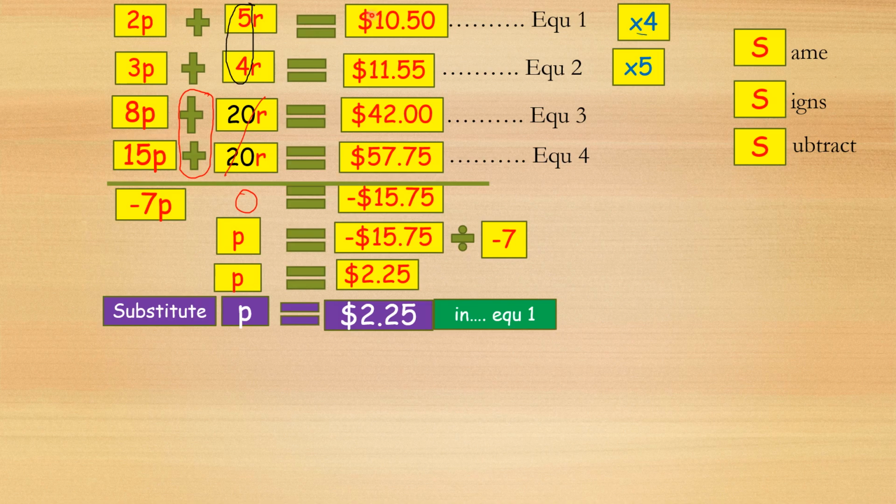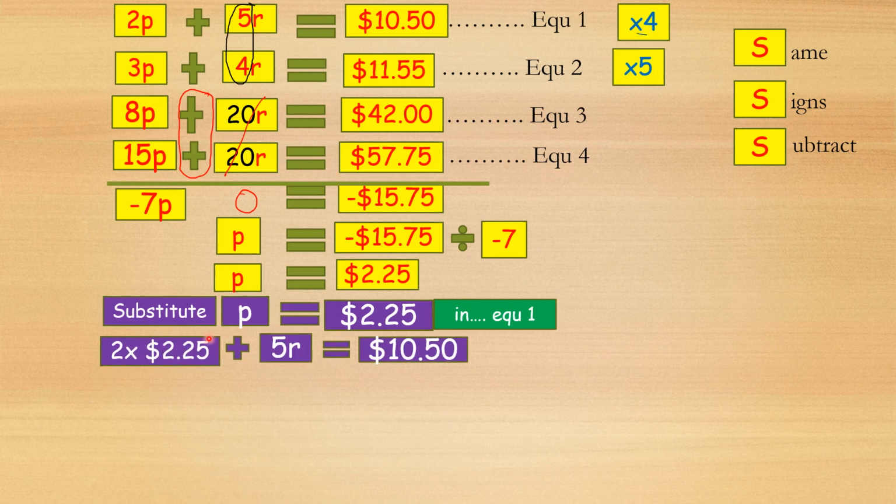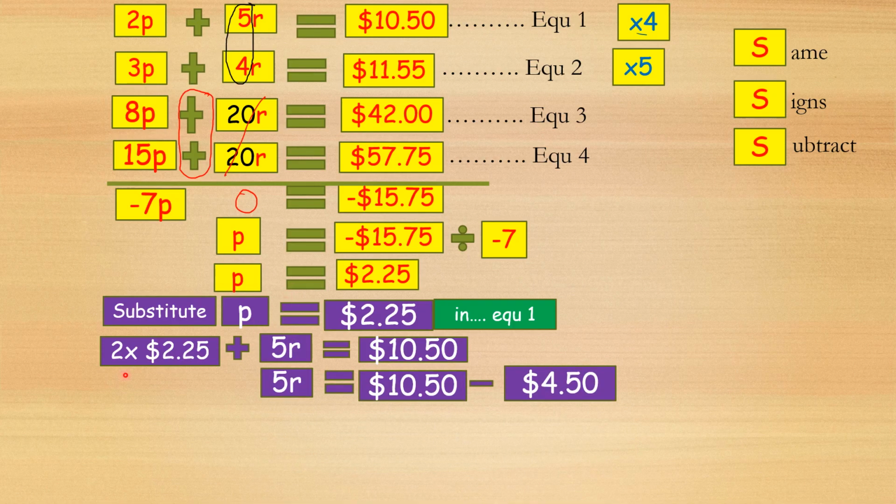Equation 1. So where we have P, we're going to substitute it with our solution, our answer, $2.25. And we write back plus 5R equals $10.50, exactly what is in equation 1. So 2 times 2.25 is $4.50. We would take that and subtract it from our total of $10.50, giving us 5R is equal to $6.